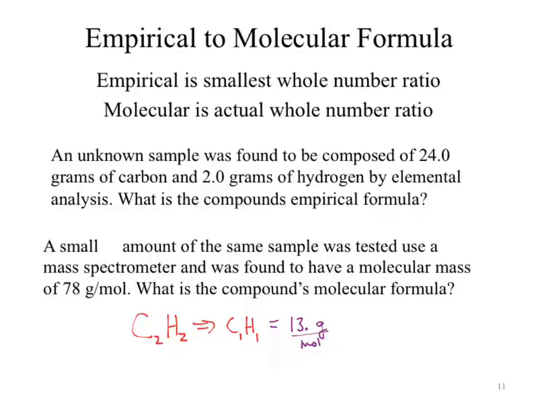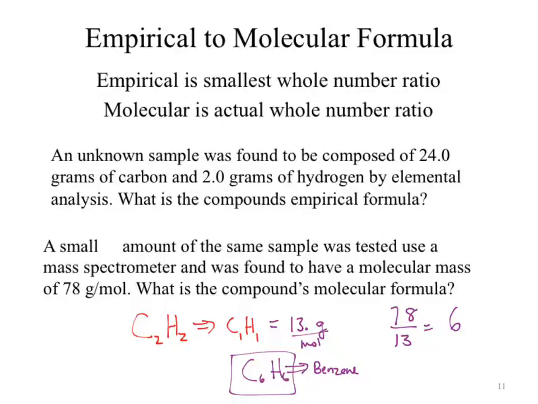6. Said another way, take 78 and divide by 13. What do you get? 6. So that 13 unit, our empirical formula, needs to be repeated 6 times to get me to a molar mass of 78. So my C1H1 becomes C6H6, also known as benzene. Look at that. Somebody was thinking about repeating themselves.